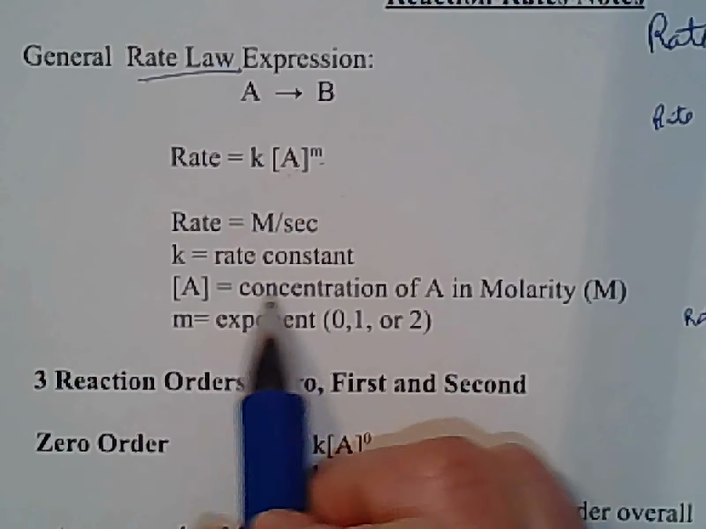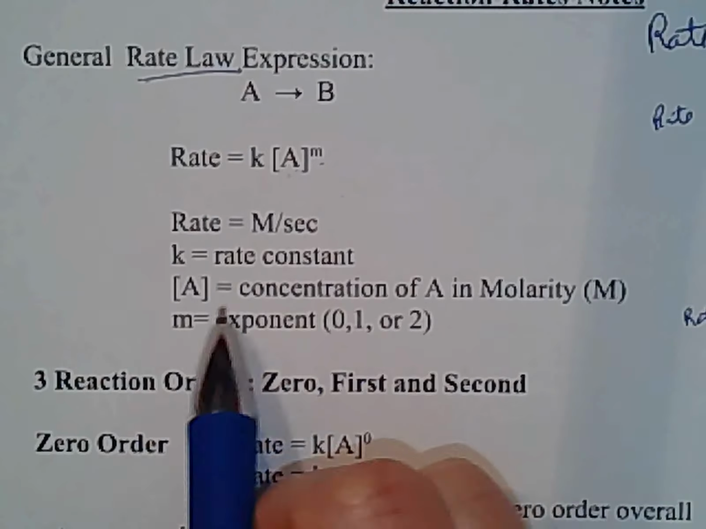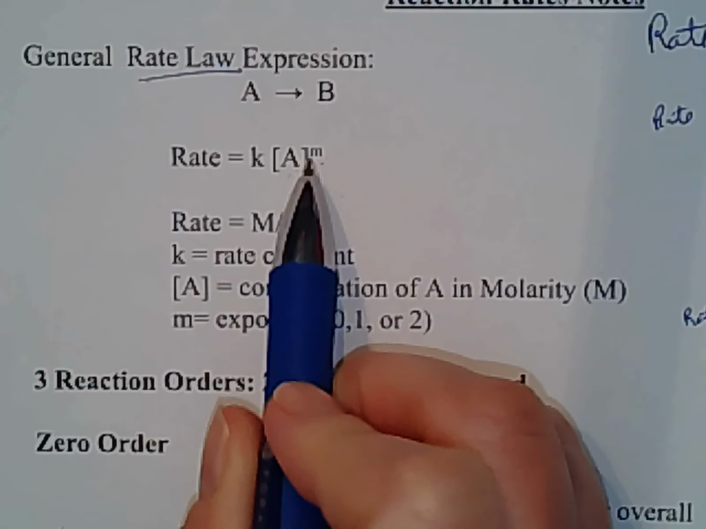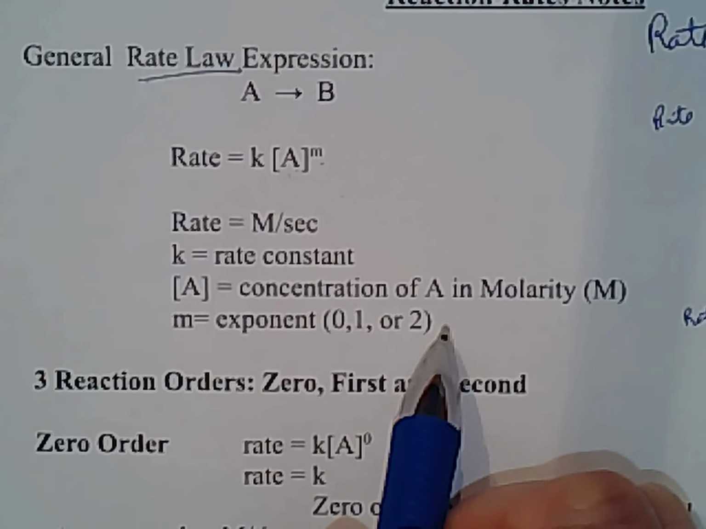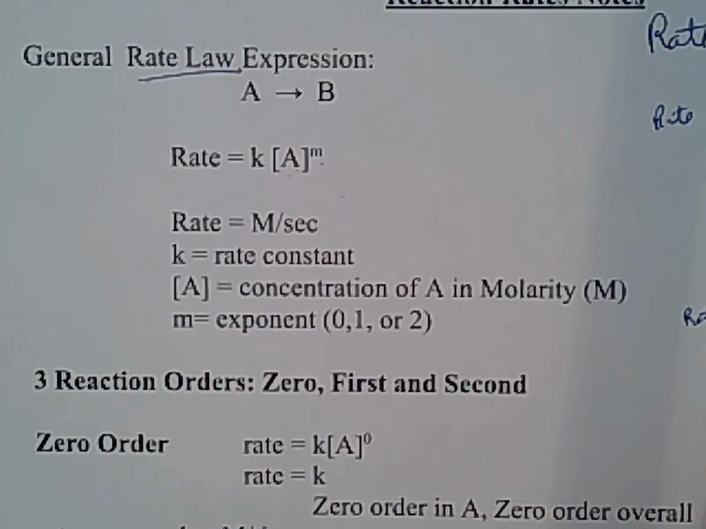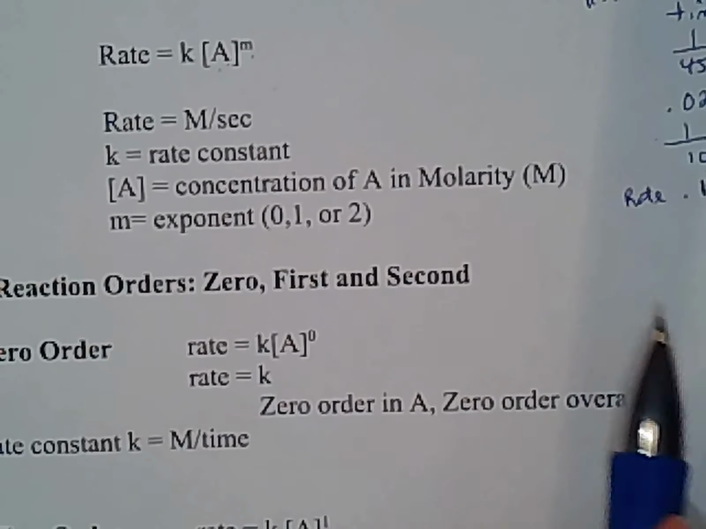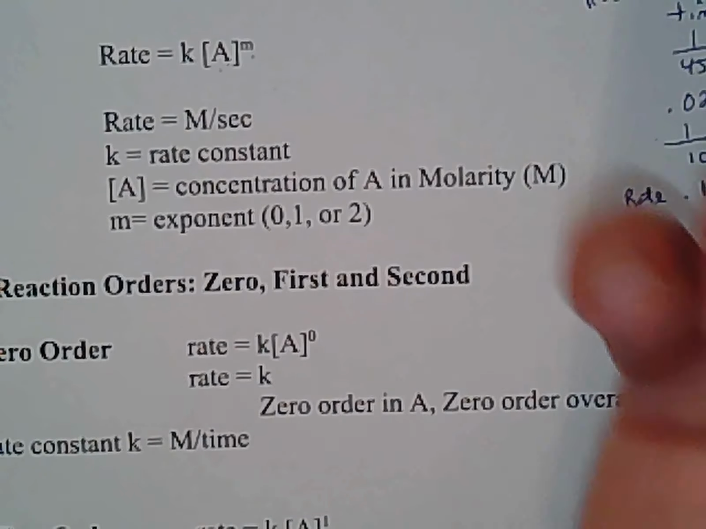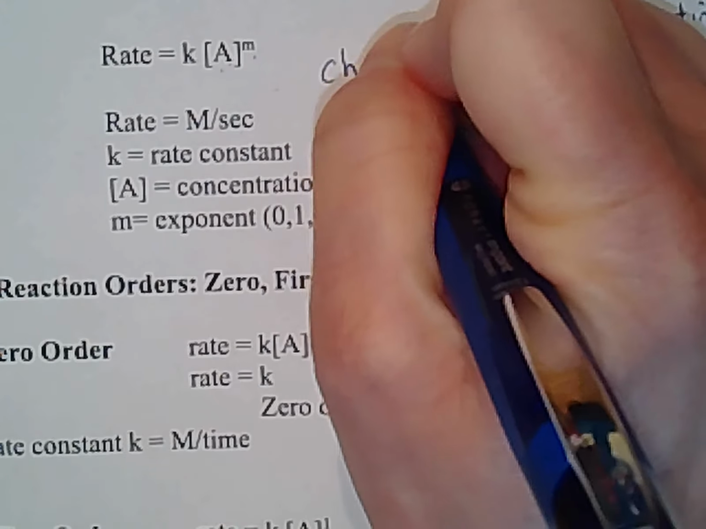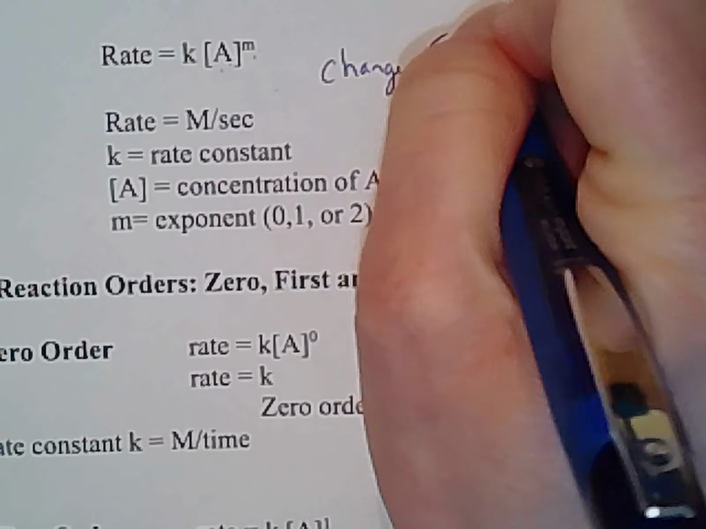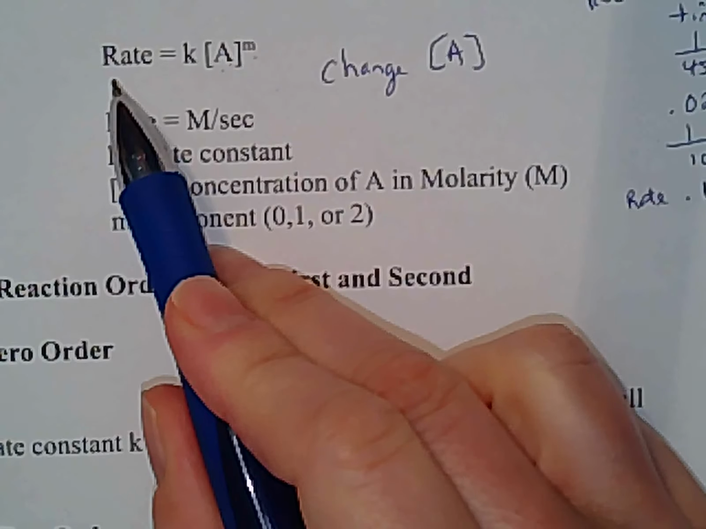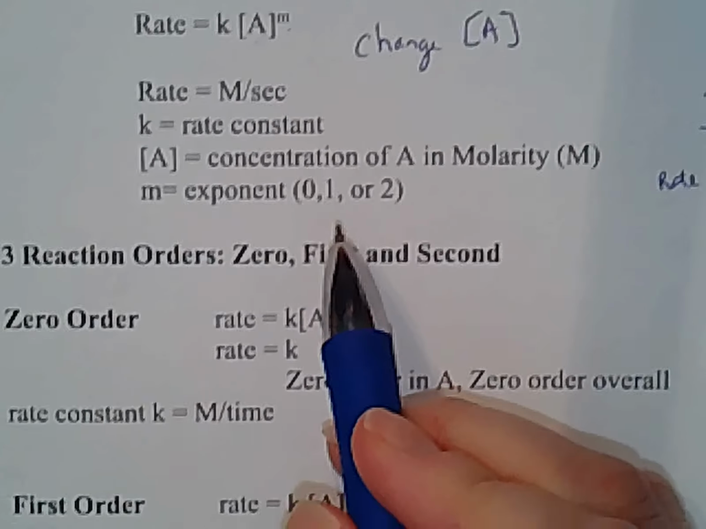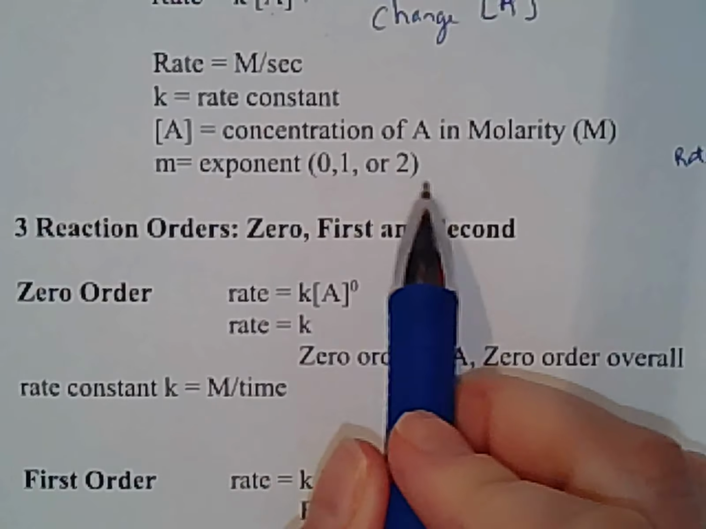[A] in brackets is the concentration in molarity. And the exponent, m, can only be 3 values. These are the only 3 we're going to talk about: 0, 1, and 2. 0, 1, and 2 are going to be what we call zero, first, and second order reactions. So what we are doing is changing the concentration of A and seeing how that affects the rate of the reaction. So let's explain what the 0, 1, and 2 mean.